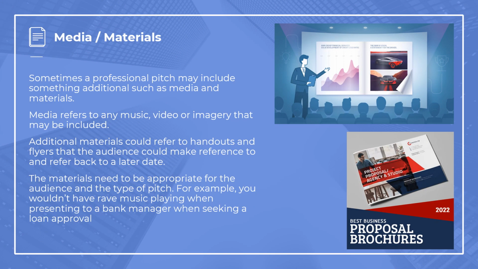On the specification, when it says media or materials, it essentially means the different resources that you turn up with. So the media refers to any music, video or images that you might include. And the additional materials is usually referring to things like handouts and flyers that you can give out in physical form to the people in the audience.